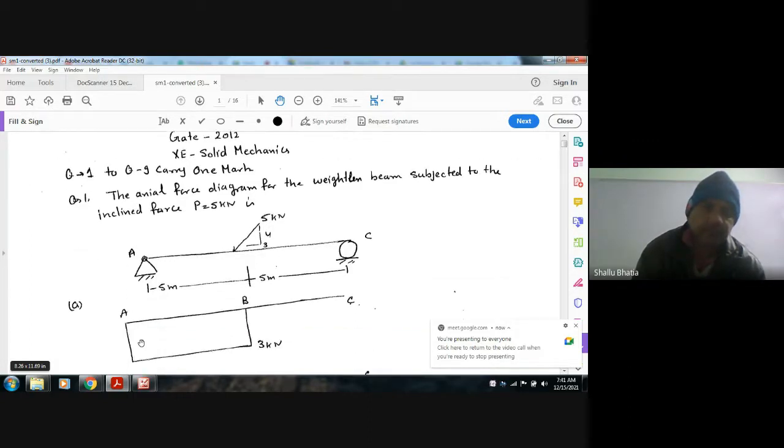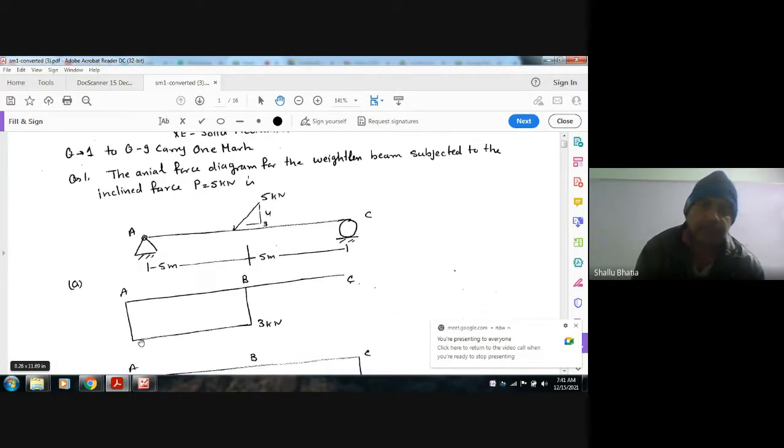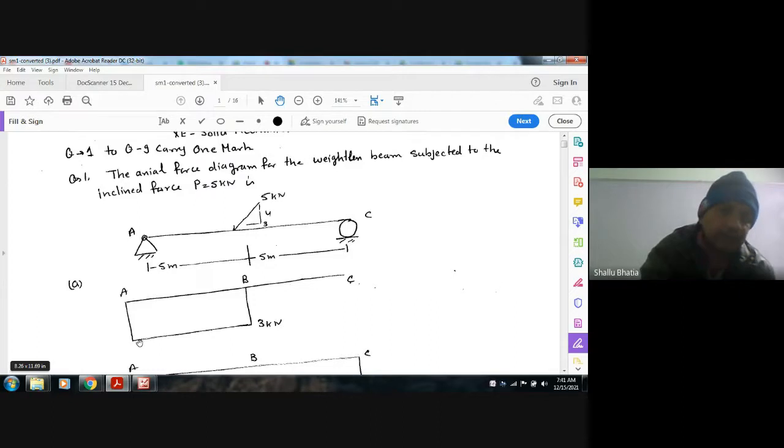The axial force diagram for the weightless beam subjected to inclined force P equal to 5 kilonewton is... This is the diagram, and here A and C are the supports. A is the rigid support and C is the roller support. The tangent is given by 3 by 4. A 5 kilonewton load is given.